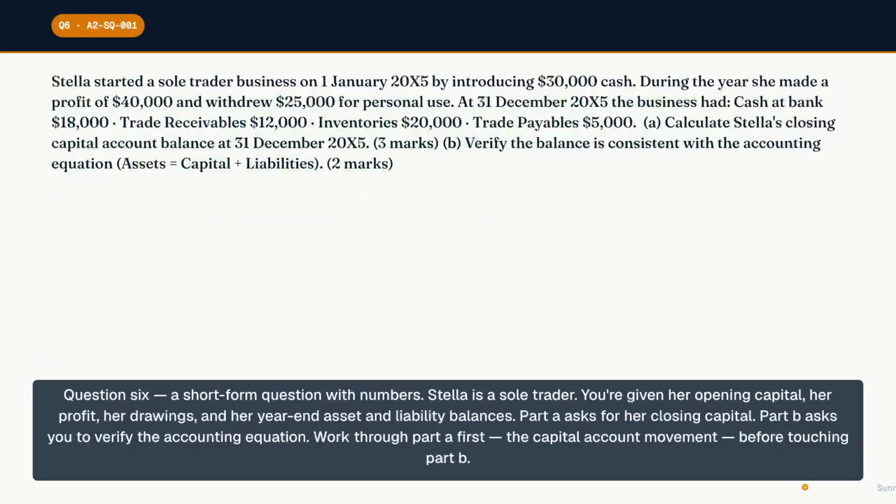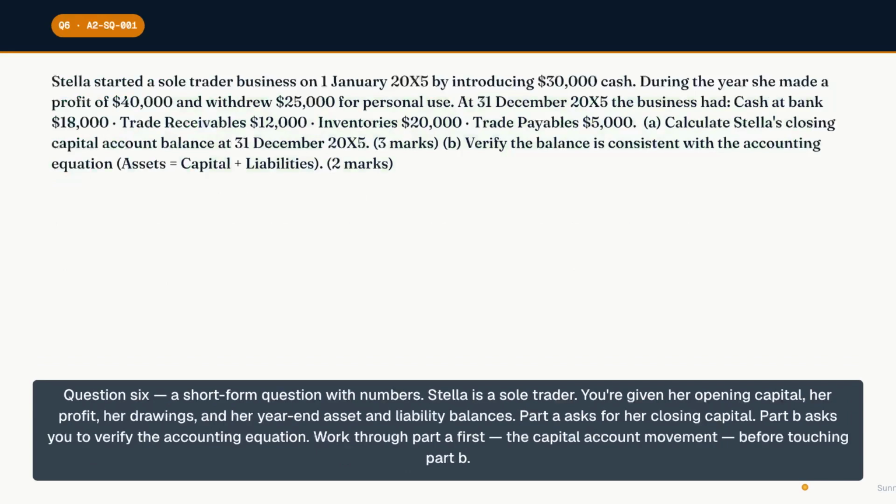Question 6, a short-form question with numbers. Stella is a sole trader. You're given her opening capital, her profit, her drawings, and her year-end asset and liability balances. Part A asks for her closing capital. Part B asks you to verify the accounting equation. Work through Part A first, the capital account movement, before touching Part B.